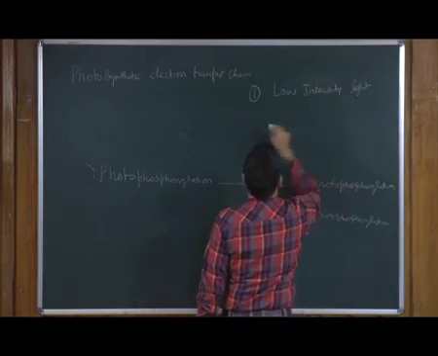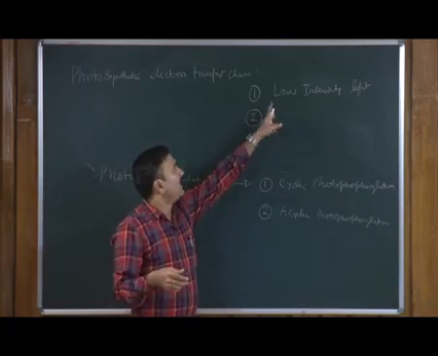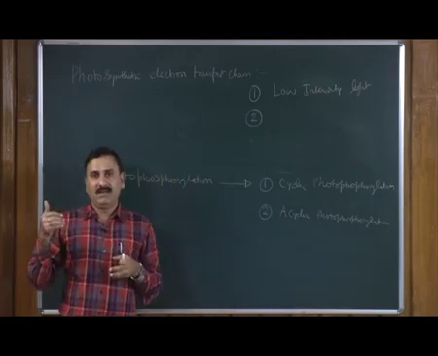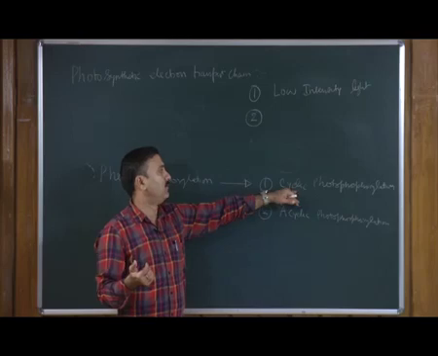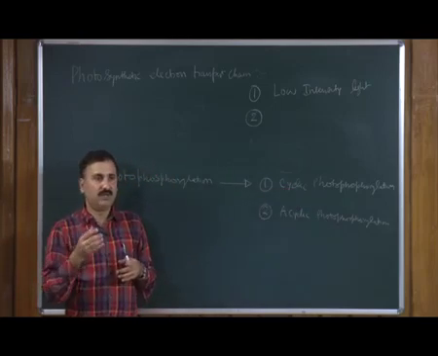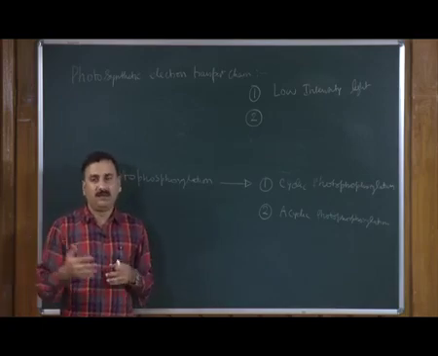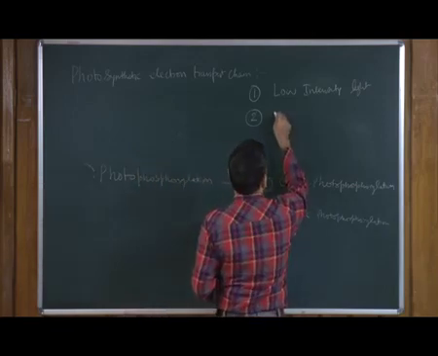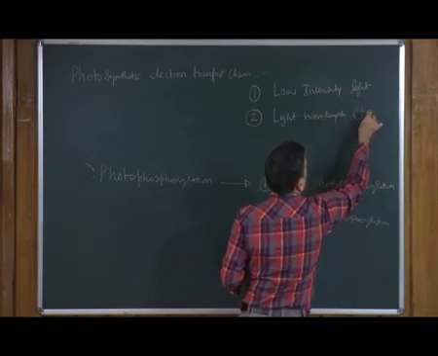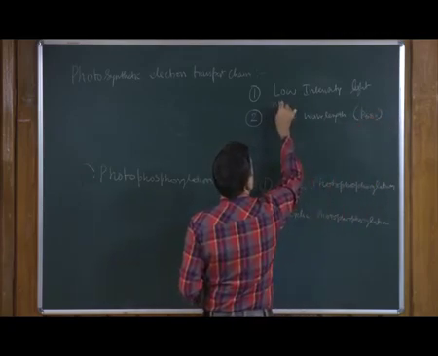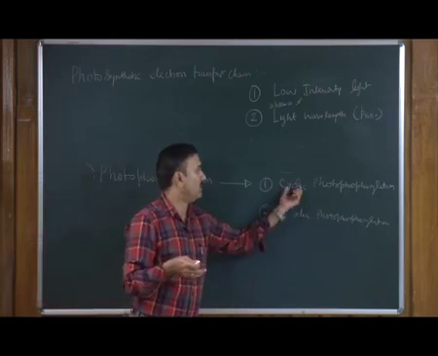Number 2, I am sure within some time you will understand that not only low intensity light, but also the absence of light of a particular wavelength forces the system to go for the cyclic photophosphorylation. So, if light of a wavelength lower than P680 is not available, then the system goes for the cyclic photophosphorylation. So, light wavelength.